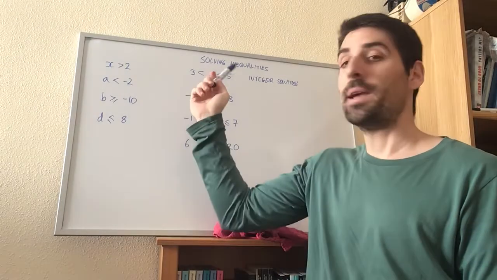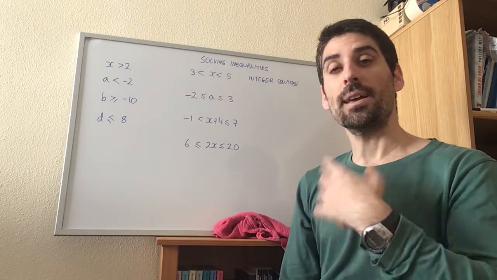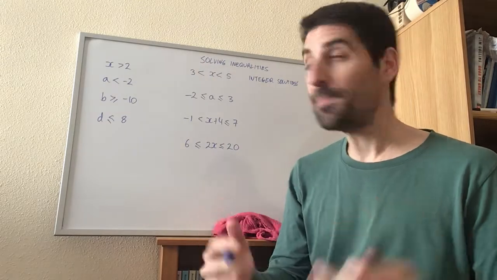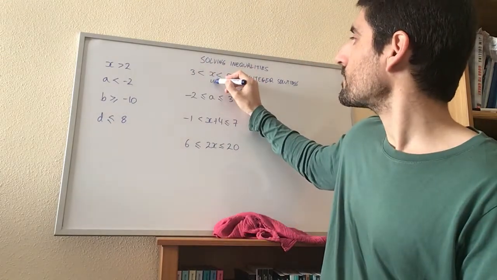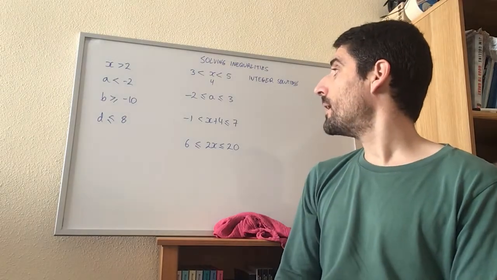Well, we know x could be any number between 3 and 5, but because it has to be an integer, it cannot have a decimal. So in this case, the only possible answer is 4. That's right. Okay, sorted. What about here?